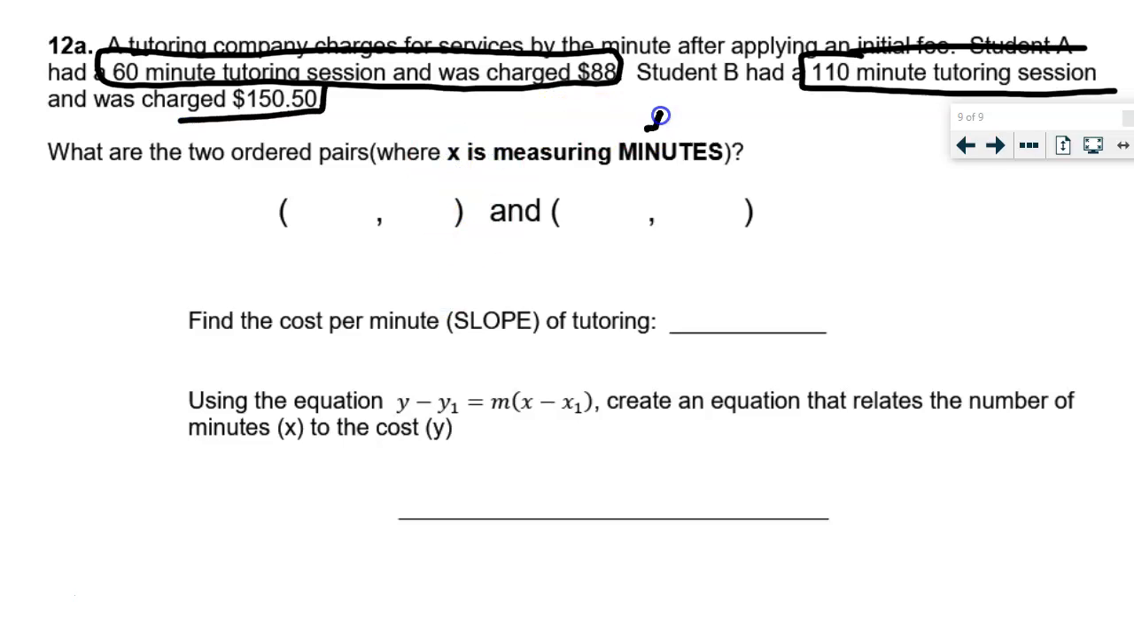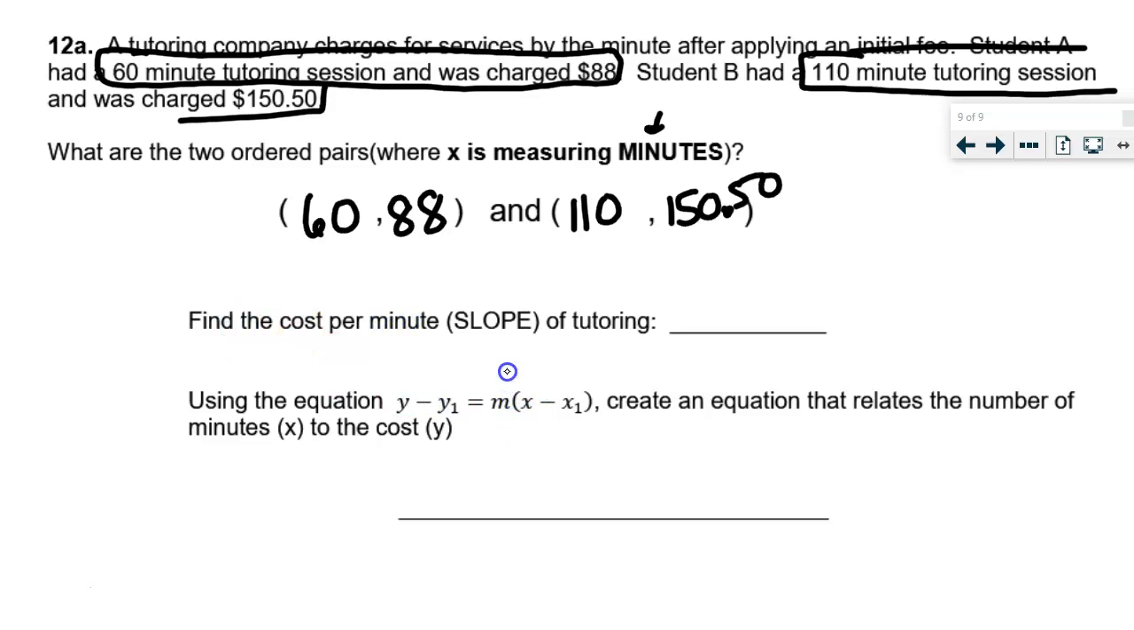So x is measuring minutes, so x, y, right? So 60, 88, and then 110, 150. Some expensive tutoring, man. And you get yours for free. Okay, let's go find slope.